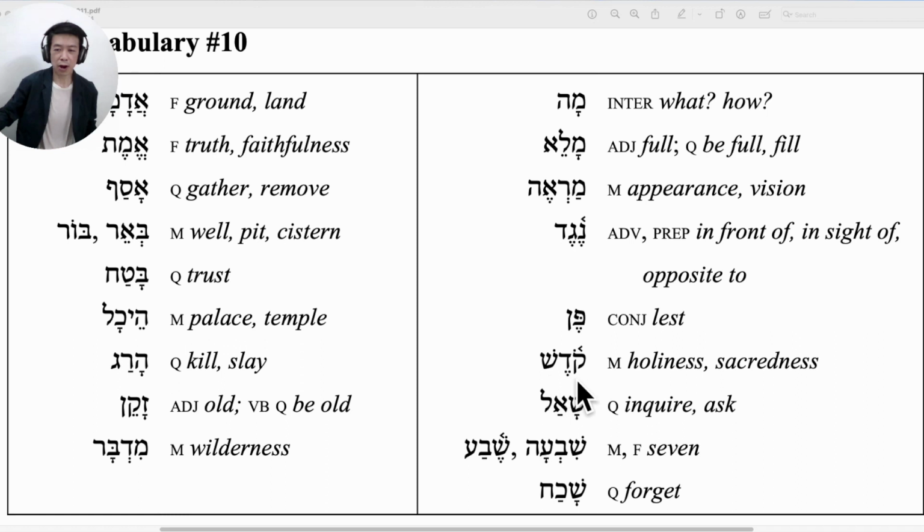The next word means inquire or ask. In Hebrew, it is pronounced as sha'al. The next word is seven. In Hebrew, the masculine form is pronounced as shiv'a, and the feminine form is pronounced as sheva. And finally, the word for forget is shakhach.